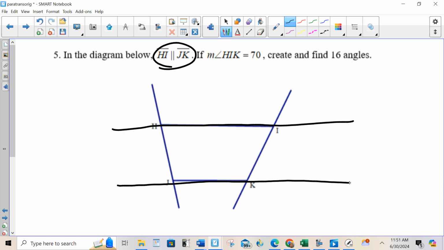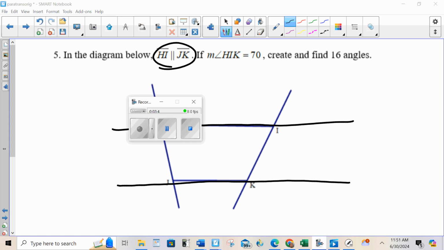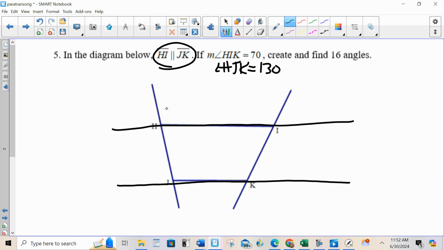So let's go one transversal at a time. There's actually a piece of missing information here. Let me find out what it is. Okay, angle HJK equals 130. It should say that on your paper. So let's deal with one transversal at a time. HIK is 70. So if this is 70, then everything in that X I can find. 180 minus 70 is 110.